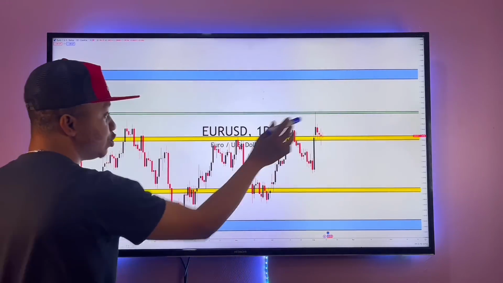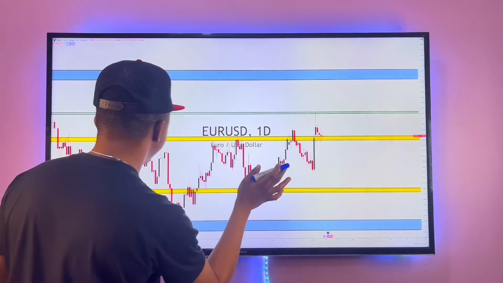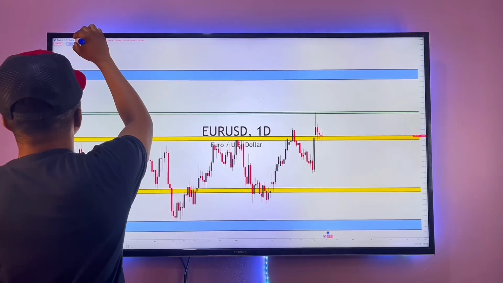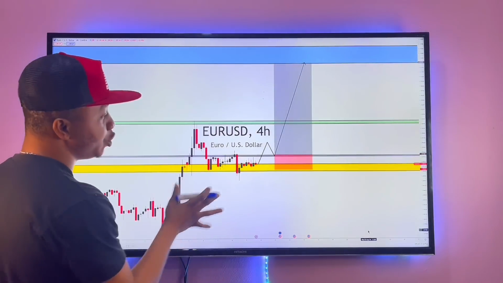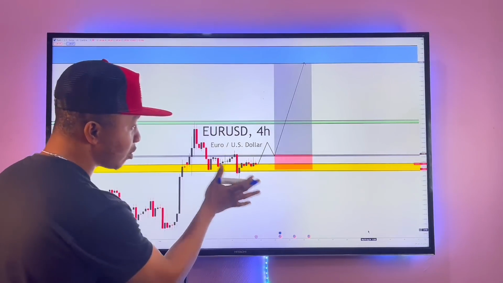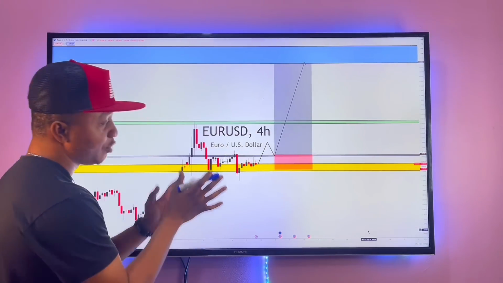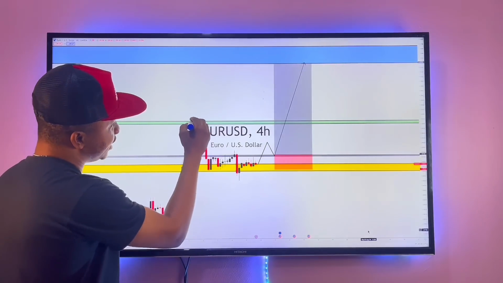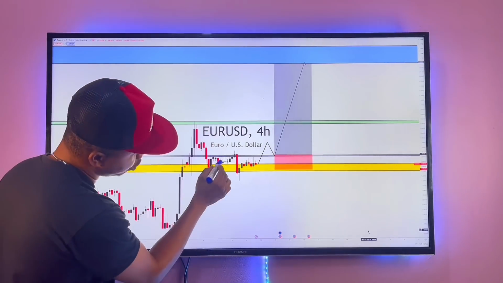Alright, so on to the four-hour time frame to continue the technical analysis. Alright, so this is Eurusd on the four-hour time frame. This is where we are completing the analysis on this pair. Now, if you look at the four-hour time frame, this is the daily higher high that we saw on the daily, and this is also the daily higher low.